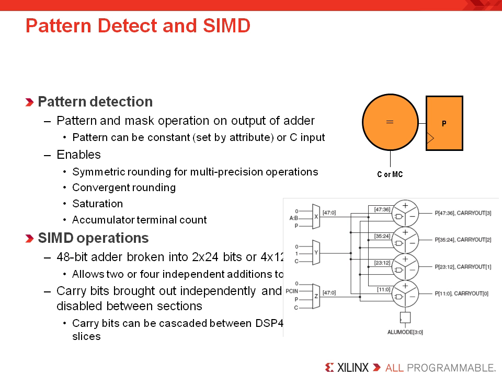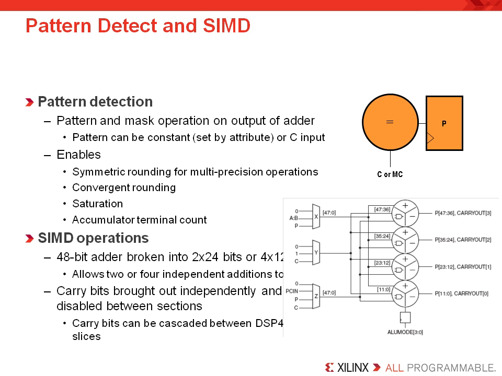The pattern detector on the output of the ALU can compare the ALU result to a constant set by the pattern attribute, or the C input to the slice. This feature supports symmetric and convergent rounding, saturation, as well as the use of terminal counts.